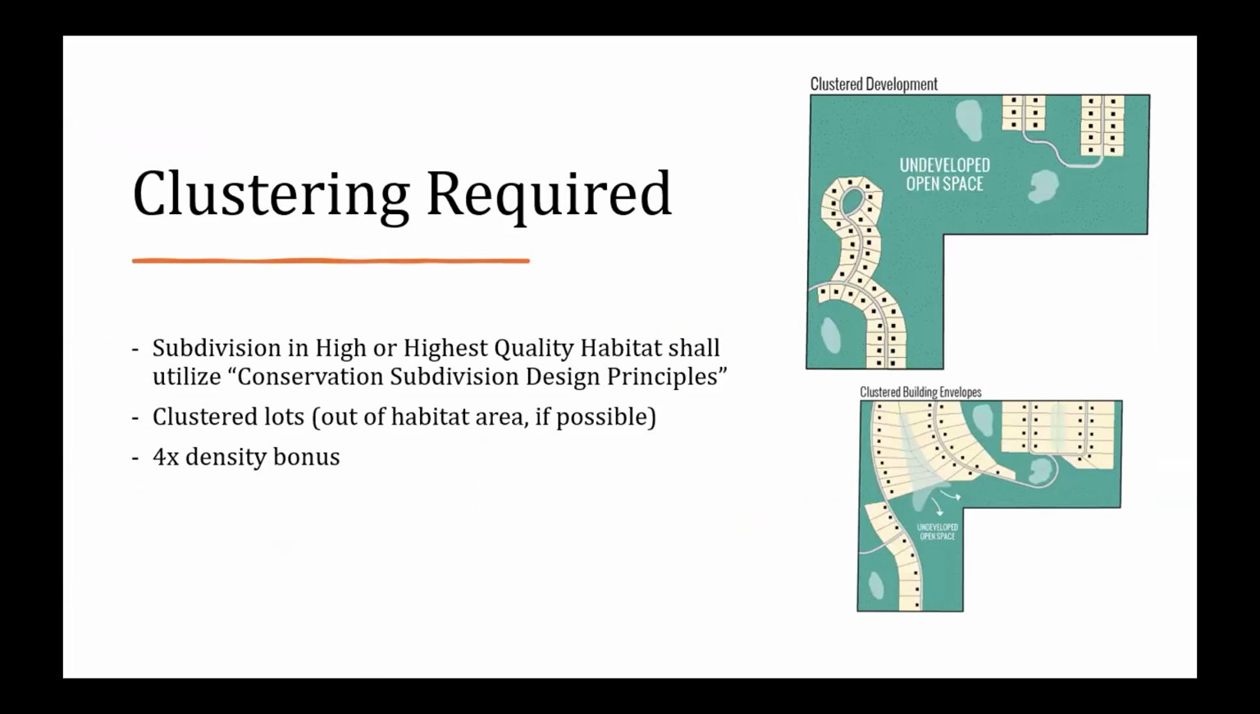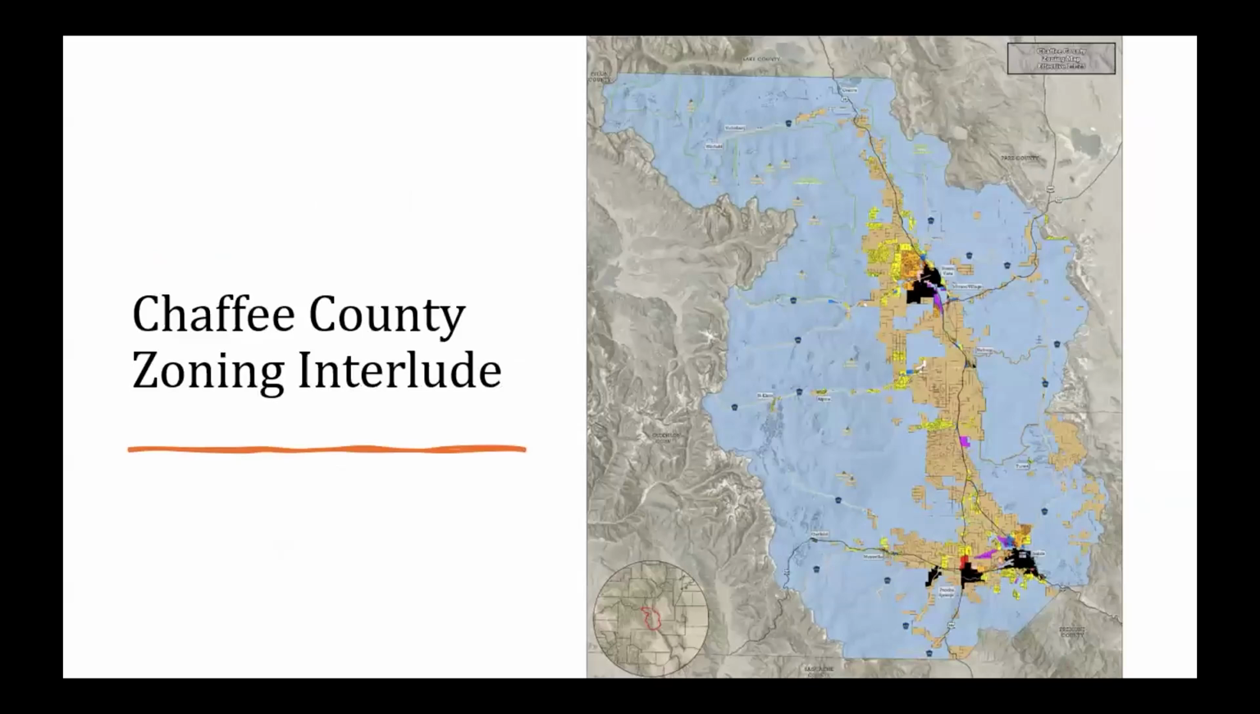So if a property owner is proposing a subdivision in the highest quality habitat, that subdivision is required to be clustered with 2/3 of that property preserved in perpetuity as protected open space, either through conservation easement, deed restriction, or some other instrument that preserves that from development in perpetuity. As an incentive for that, we also give a 4x density bonus, which I suppose would be a little more helpful if you had some zoning context.